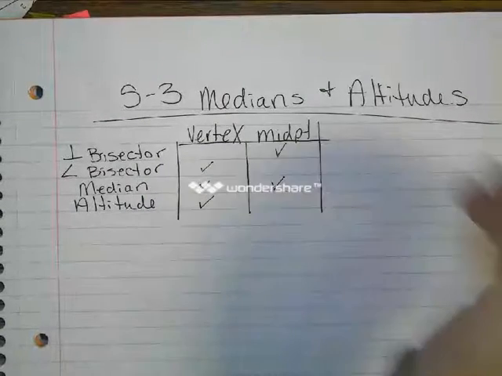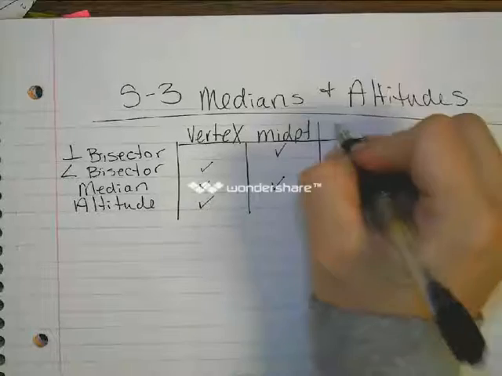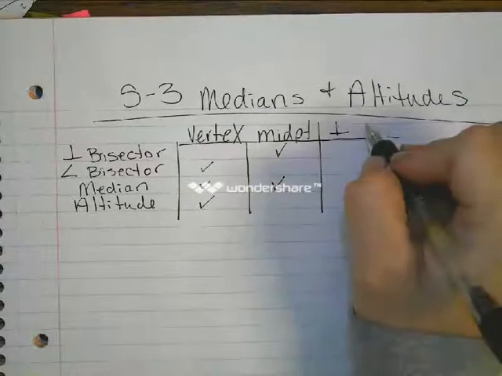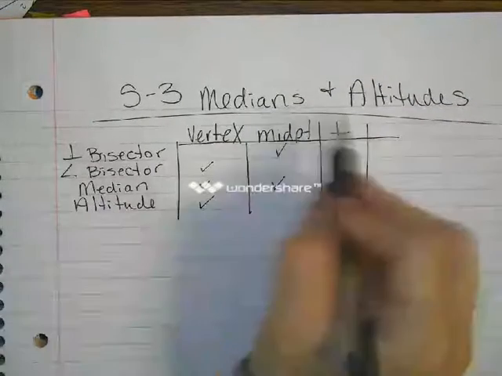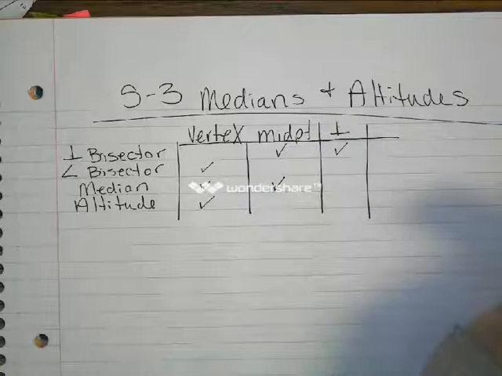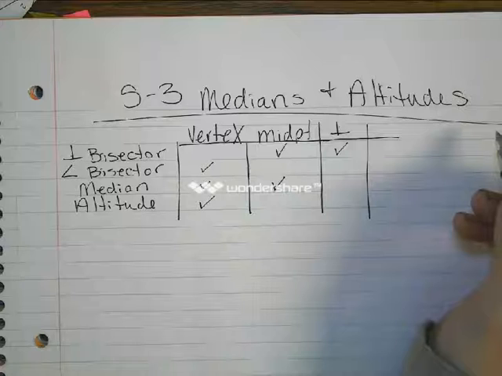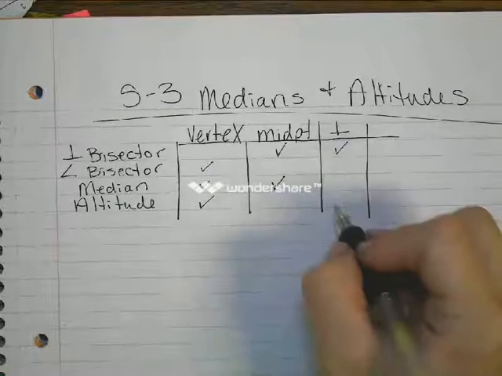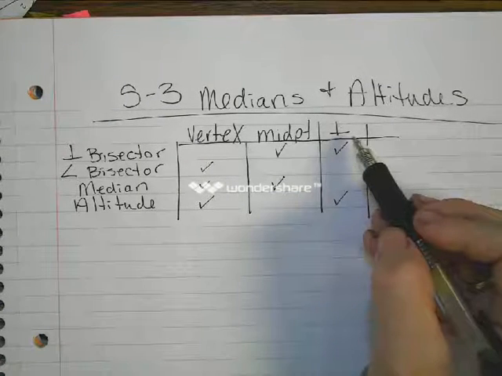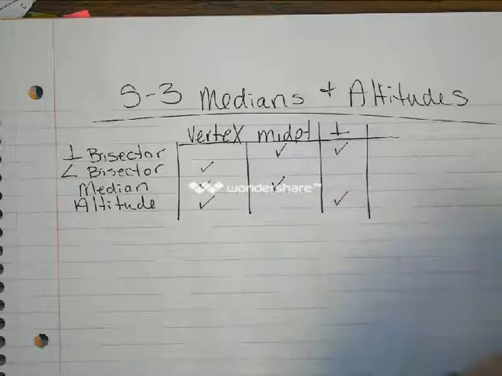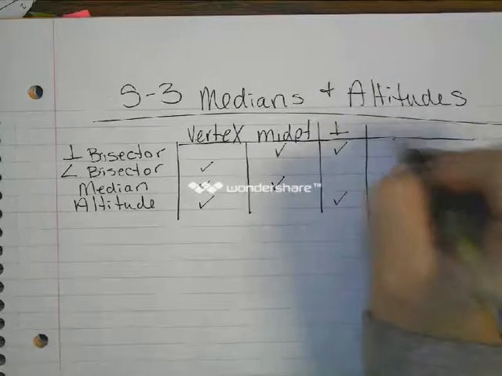Okay. Is it perpendicular to something? Well, we got matching symbols here, so I hope we have a check mark there. Angle bisector is not necessarily perpendicular. A median is not necessarily perpendicular, but an altitude is. And if you go back and look at their definitions, these are the two that talk about being perpendicular. And then again, we have the points of concurrency.